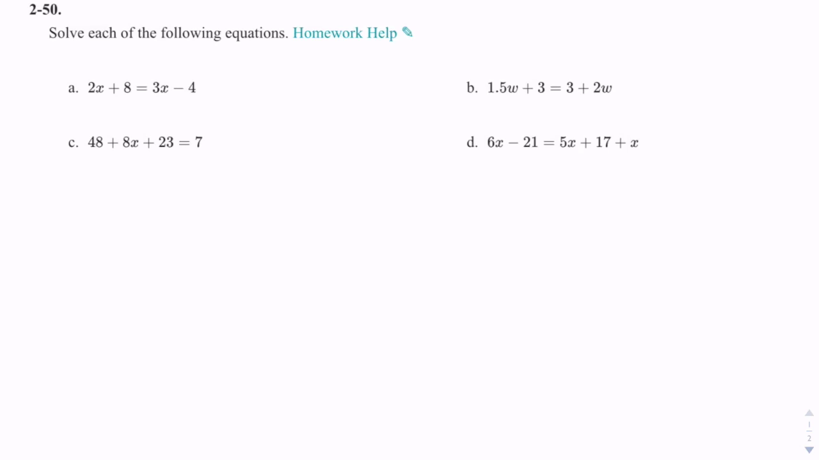250 is asking us to solve some equations. So let's just go in order here. So A, I have 2x plus 8 equals 3x minus 4.